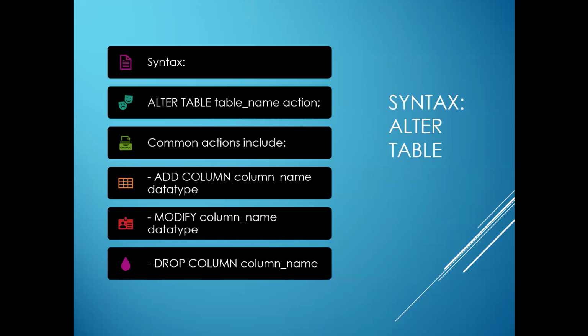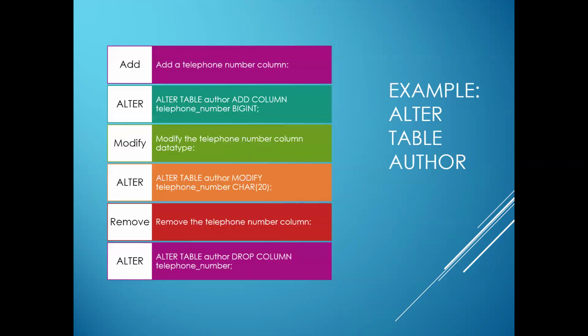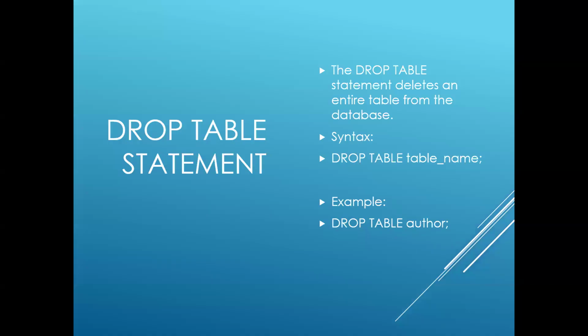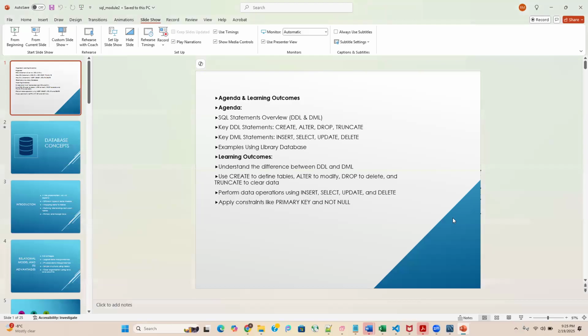So a very simple example: alter table, table name, action. Common actions include add column, column name, data type; modify column, column name, data type; drop column, column name. Okay, these are the small ones. Here is an example of how to add a telephone number to a table. Let's say alter table author, add column telephone number bigint. You can also drop the table or truncate the table. So I want to take you to the database now.